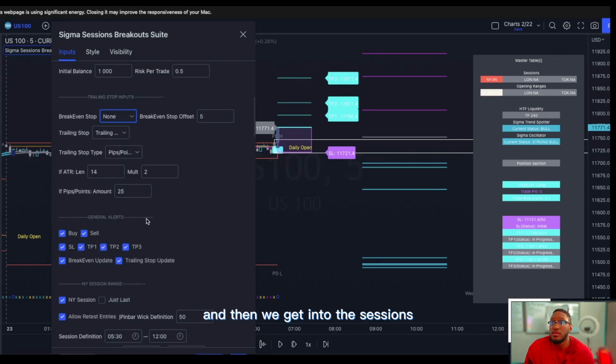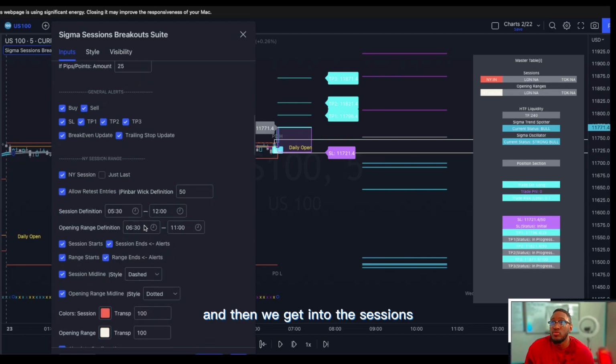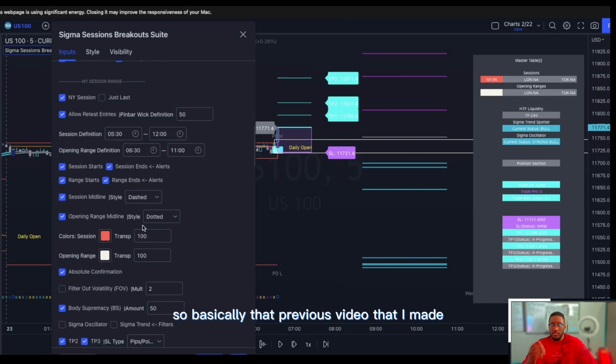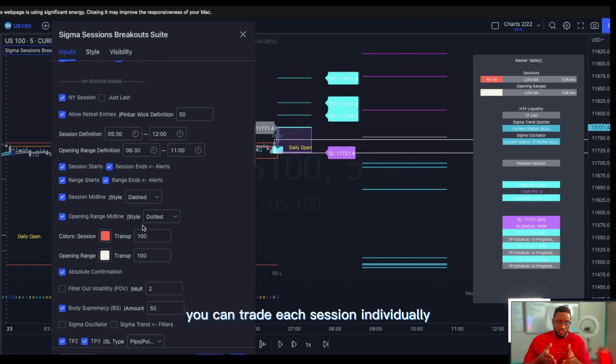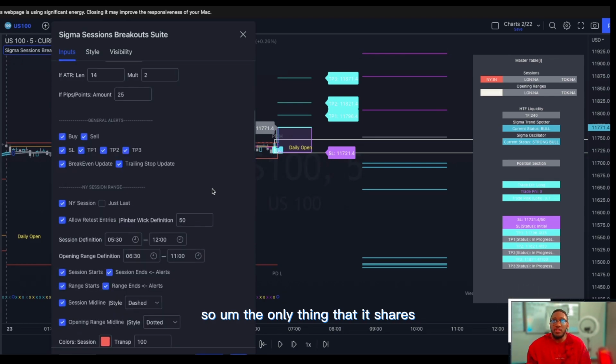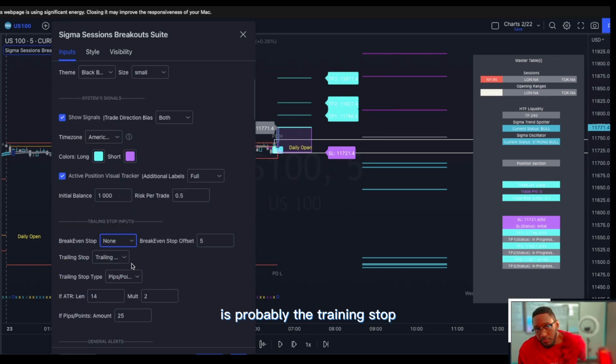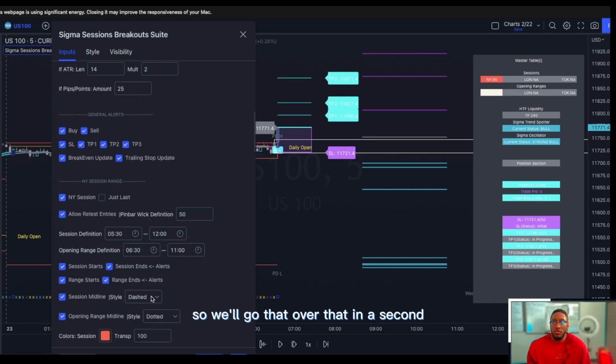And then we get into the sessions. So basically that previous video that I made, you can trade each session individually, and each session has its own money management. The only thing that they all three share is the trailing stop. So we'll go over that in a second.